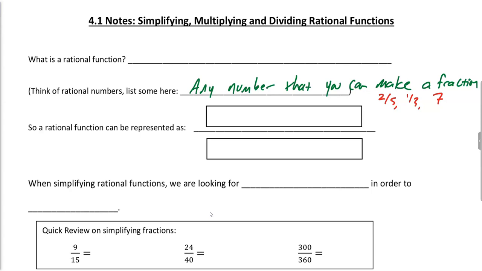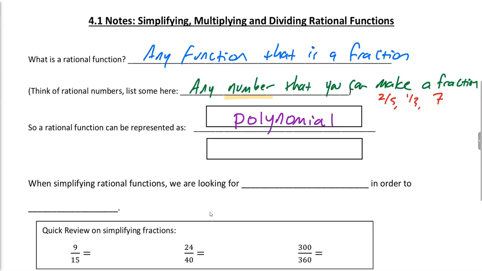So what's a rational function? Just replace that with function. So it's any function that is a fraction, basically, that can be made into a fraction. However you want to say it. Basically, rational functions are going to be a polynomial divided by a polynomial. Those are rational functions.